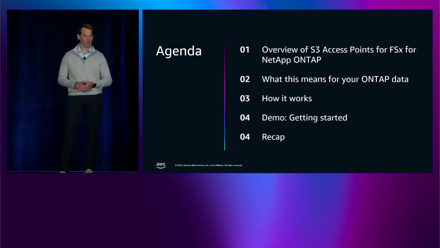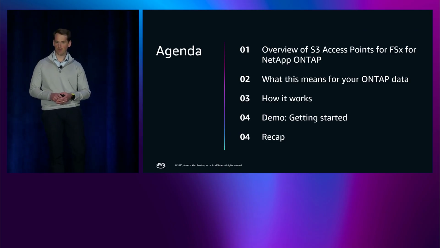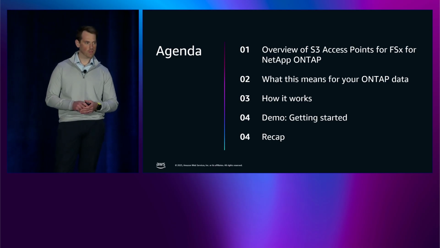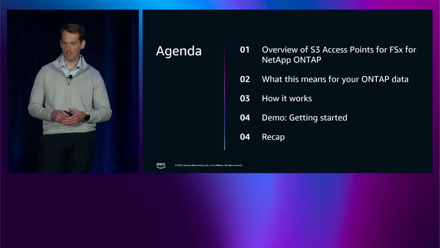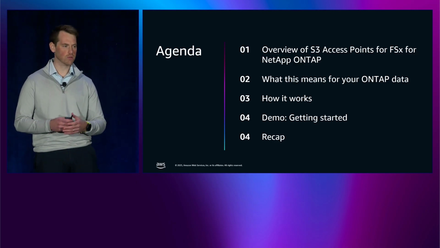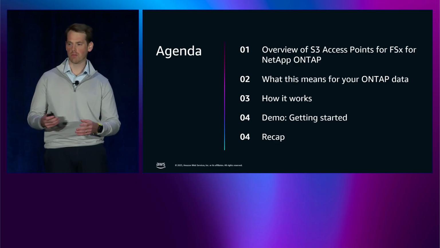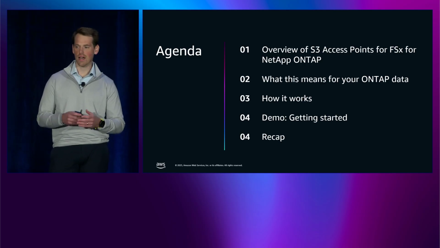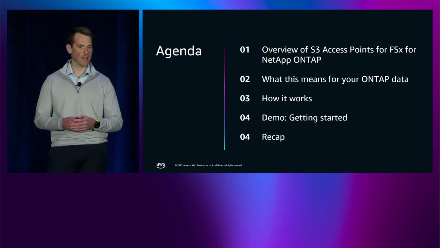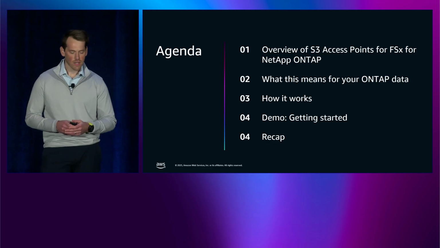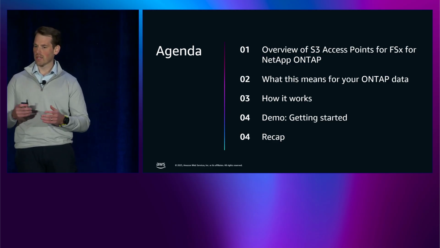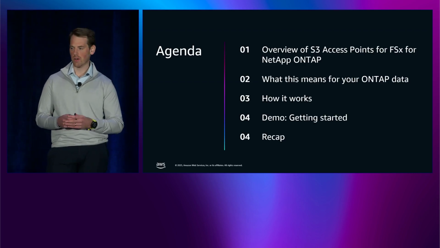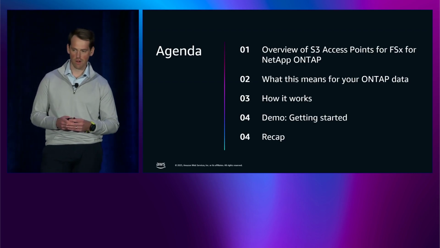We're going to start off with an overview of FSx ONTAP and talk about S3 access points for FSx. We'll go through what this means for your ONTAP data, specifically how it enables you to do more with your data. We'll go through some use cases. We'll take a look at how this works at a high level. And then we'll walk through a demonstration showing getting started, accessing your data, and a sample integration with an AWS analytics service.